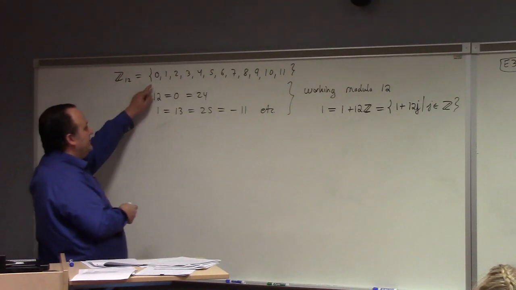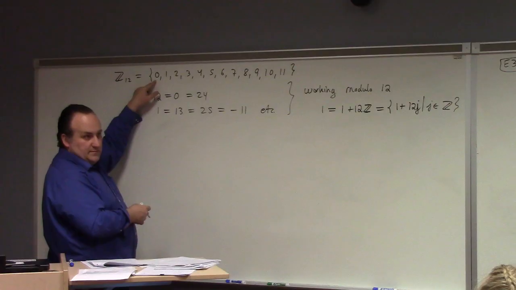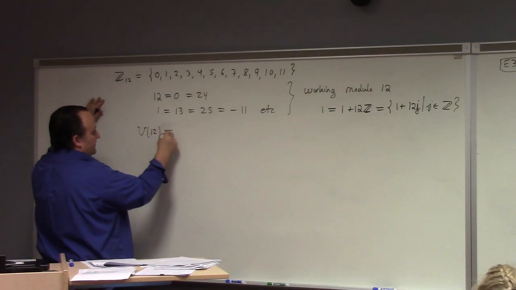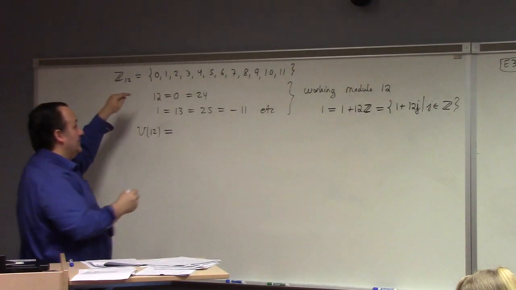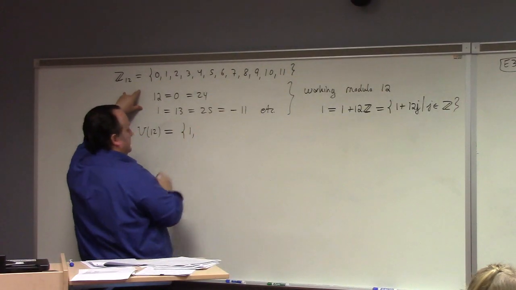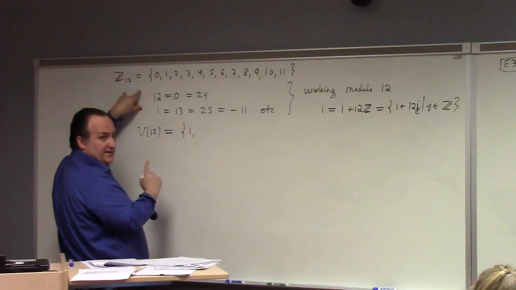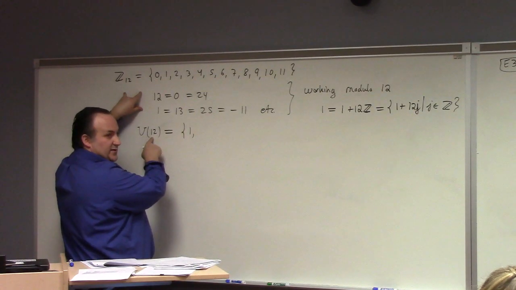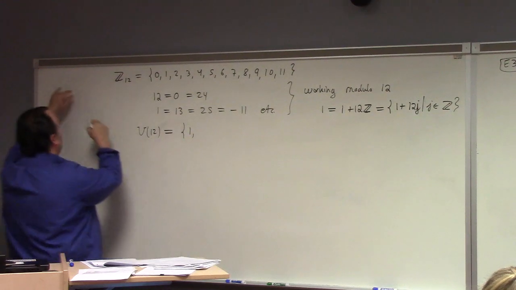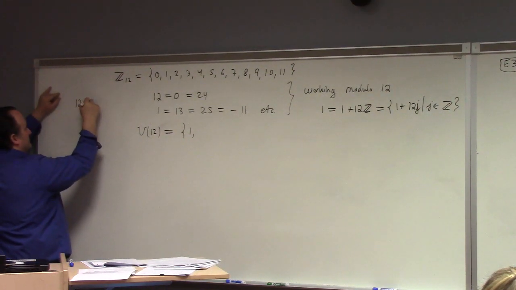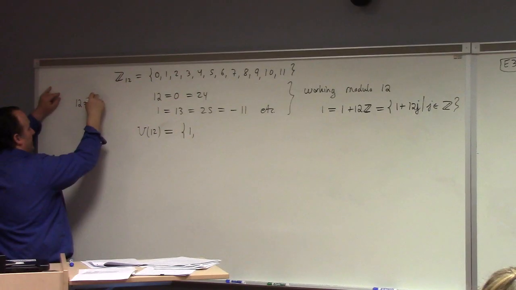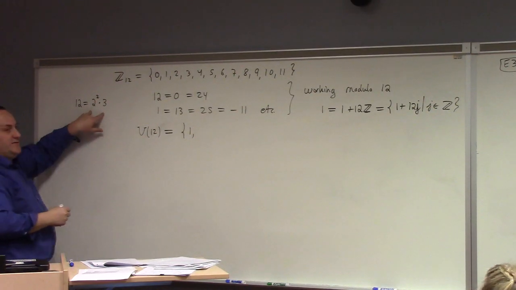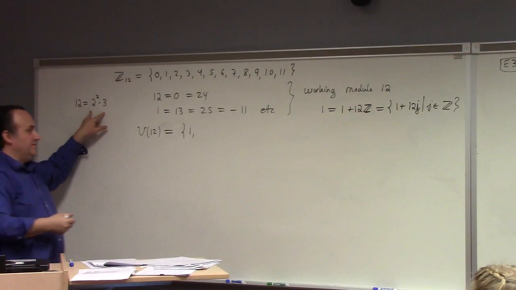Which one of these are units? My claim is that U12, the set of numbers that have multiplicative inverses in here, are the numbers which are relatively prime to 12. Those we can figure by basic arithmetic, right? The prime factorization of 12 is what? 2 times 2 times 3. Yeah, 2 squared times 3. So if any number doesn't have a common factor of 2 or 3, it's relatively prime to 12.